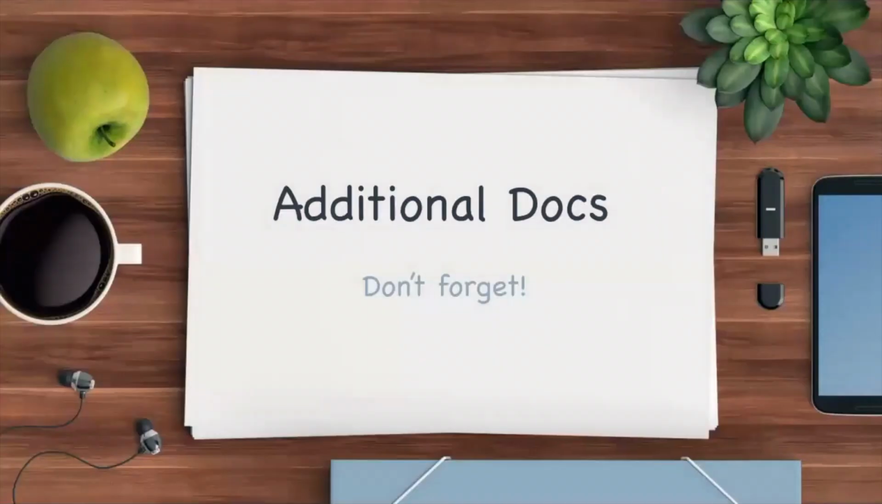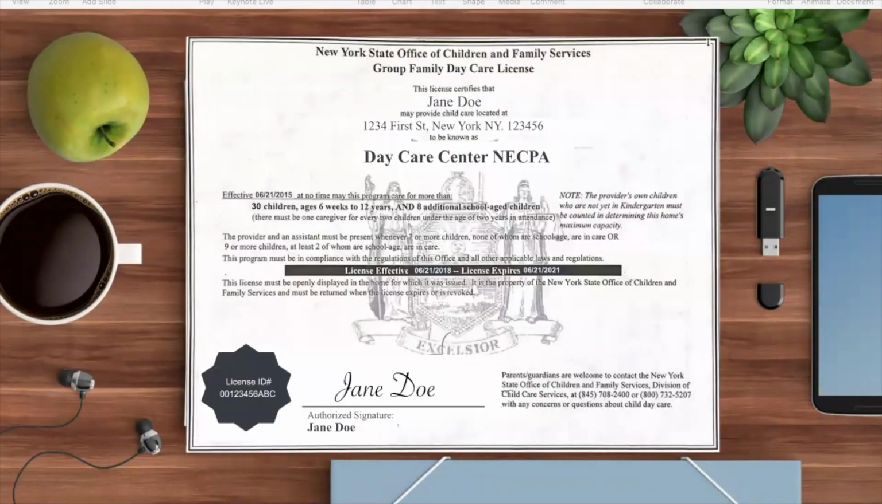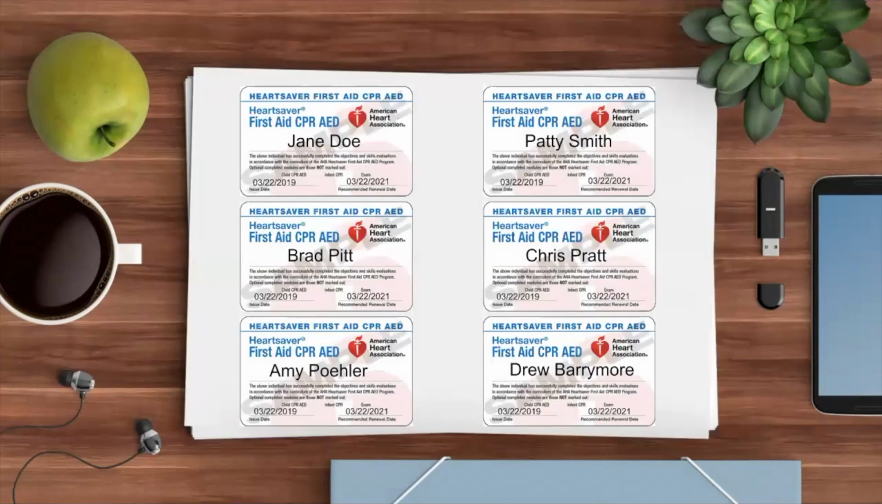Additional docs to remember to attach with your annual report. Don't forget, we have now worked through all the pages in the annual report. Congratulations! Now we only have a few more documents to add to the back of page 11. The first document that we require that you submit with your annual report is a copy of your current license. Please remember to include copies of your CPR and first aid cards for a minimum of 90% of your staff members.